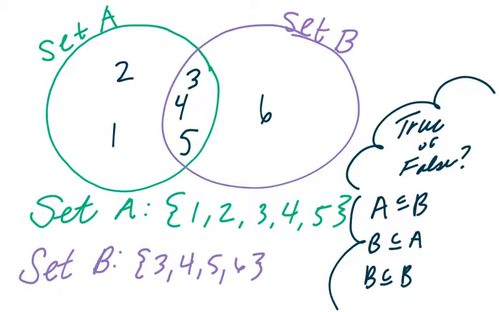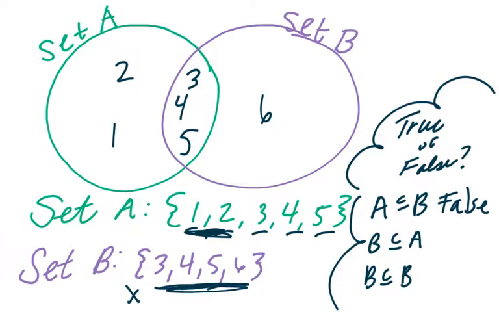True or false? Is A a subset of B? So is every element in A also in B? That is false, because A contains 1 and 2, which are not in set B. So that is false. Is B a subset of A? Is every element in B also in A? Well, 6 is in B, but it is not in A. So therefore, this is false.